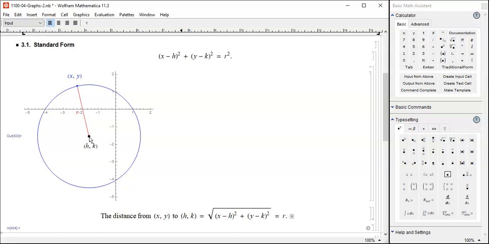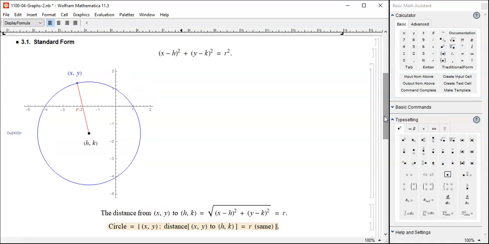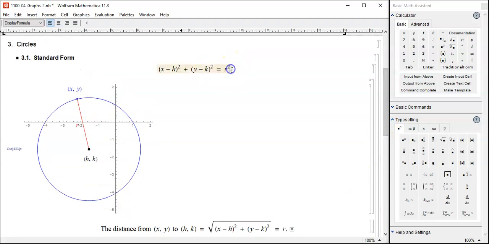The radius r. Actually, the definition of the circle is like this. It's a set of points (x, y) whose distance from the center (h, k) stays the same, r, the radius. And it comes from the distance formula. The distance between (x, y) and (h, k) is equal to r, so by the distance formula, the square root is equal to r, and square both sides, and we get this equation here.